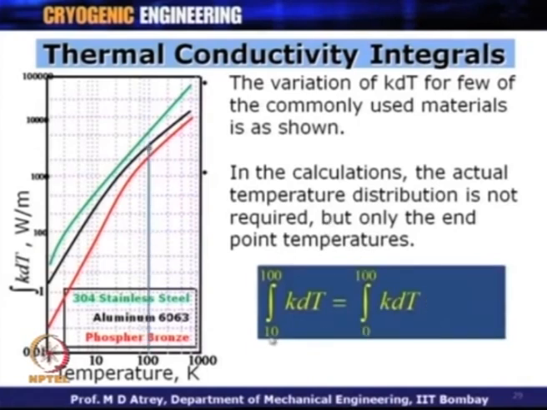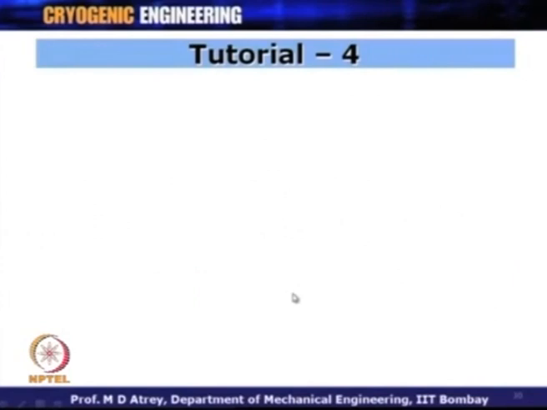So, the formula is, if I want to calculate integral K dT between 10 Kelvin and 100 Kelvin, I should get the value of integral K dT at 100 Kelvin, which is basically taking 0 as a base, minus integral K dT at 10 Kelvin, again the base remaining same at 0 Kelvin. So, if I get a difference of these two values, it is nothing but integral K dT between 10 to 100 Kelvin. This is what I want to use if I want to calculate the loss due to conduction, or heat transfer due to conduction, if the material is subjected at one end to 100 Kelvin and the temperature at the other end is around 10 Kelvin. So, my next tutorial is based on this formulation.